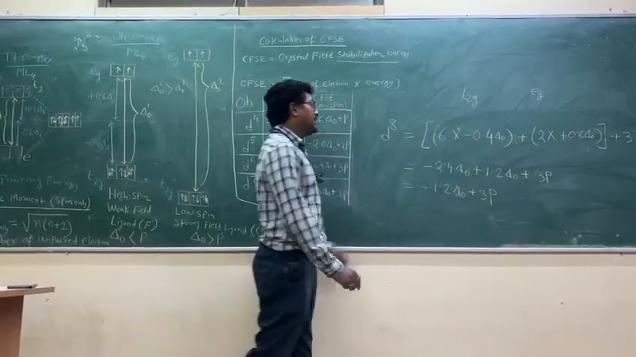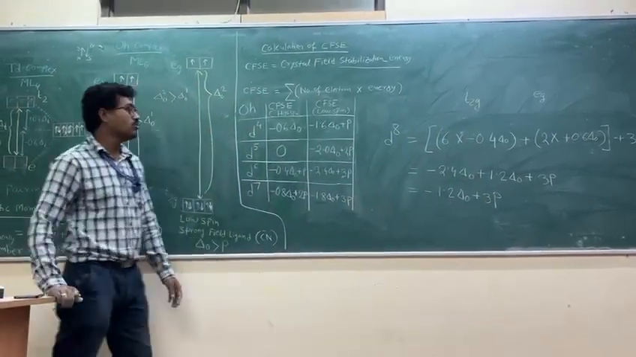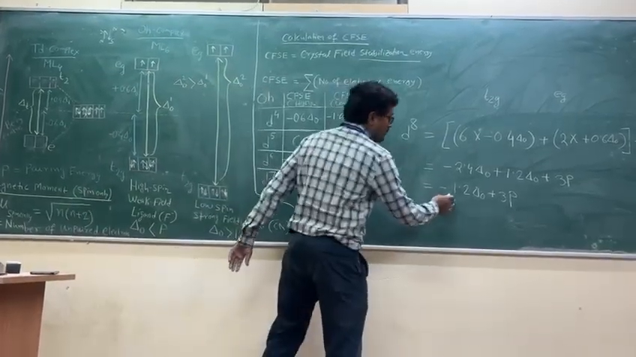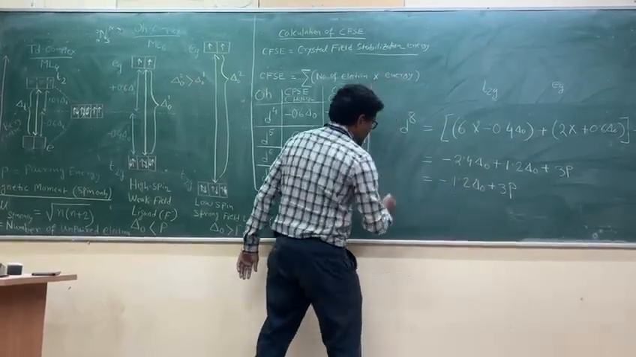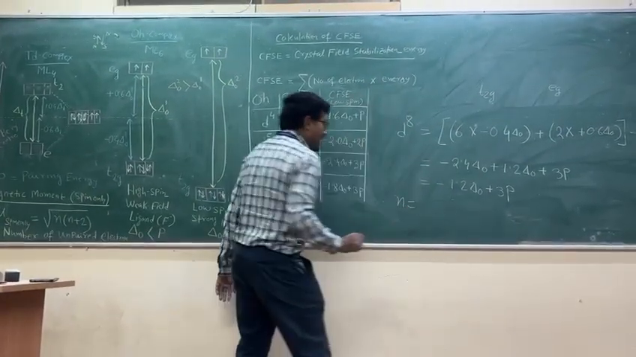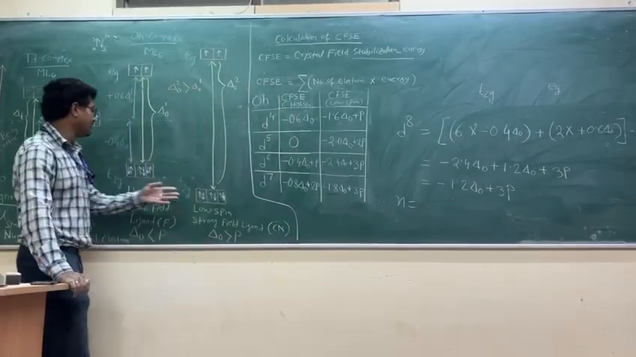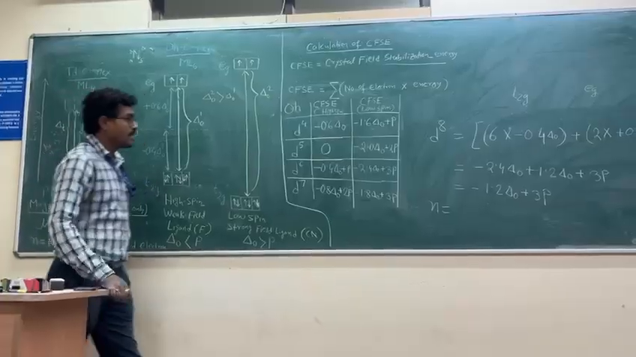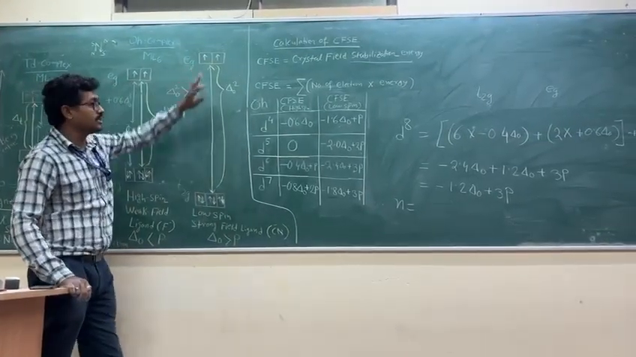Means total will be minus 1.2 delta O plus 3p. Okay. So for the D8 system, the CFSE value for high spin and low spin, both cases, we will get this minus 1.2 delta O plus 3p. And the magnetic moment, the number of unpaired electrons, both cases same. In high spin, the number of unpaired electrons will be 2, and for low spin also, the number of unpaired electrons will be 2.